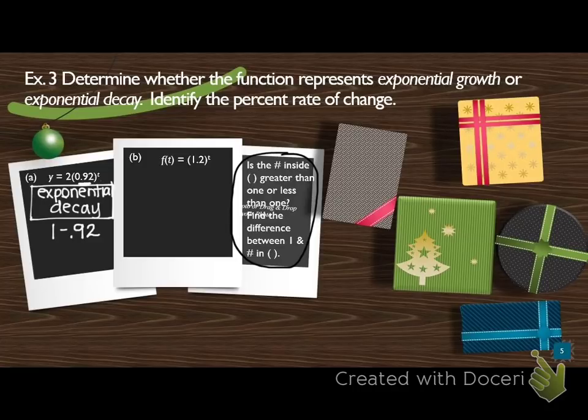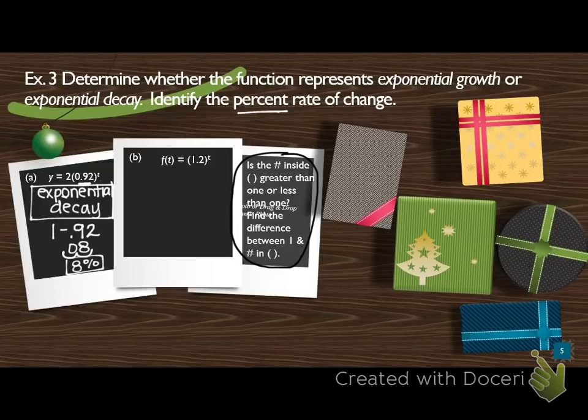1 minus 0.92 or 92 hundredths gives me a decimal of 0.08. Now, this is a decimal, and we know it wants a percent. So, how do we change a decimal to a percent? We did this in class the other day. We moved that decimal 2 places to the right, and that makes our decay factor 8%.